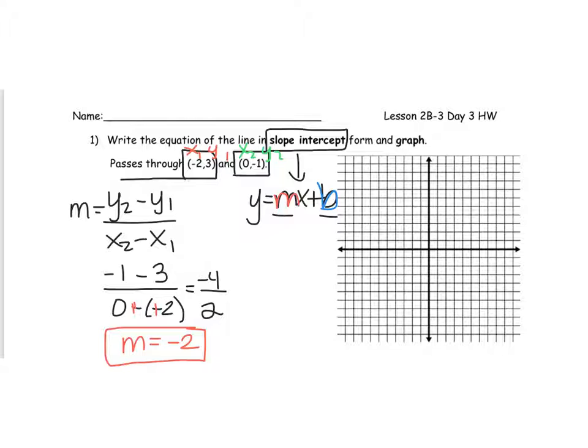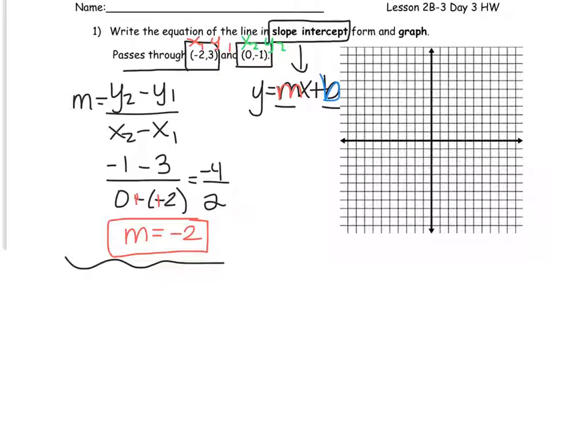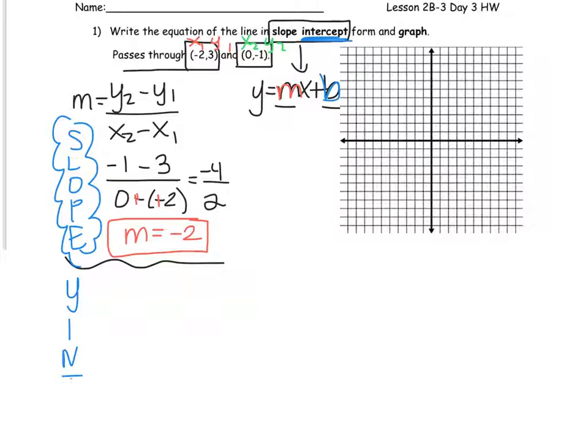I want you to also think about this. We're given 2 coordinates, x1, y1, x2, y2. We found our slope. Let me label that just so we don't get confused. Slope. Now, for slope-intercept form, we need our y-intercept. So to find the y-intercept, you need to understand what a y-intercept is. A y-intercept is the point on the graph that will cross the y-axis.